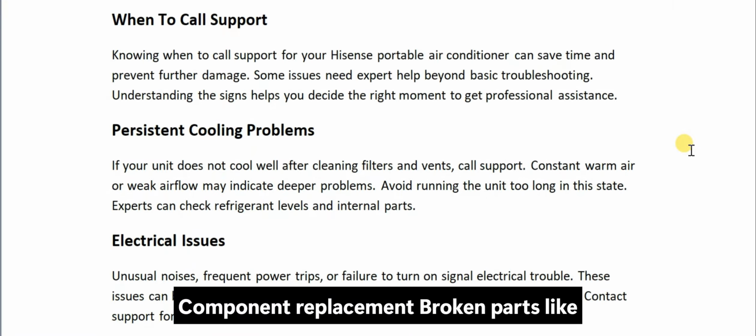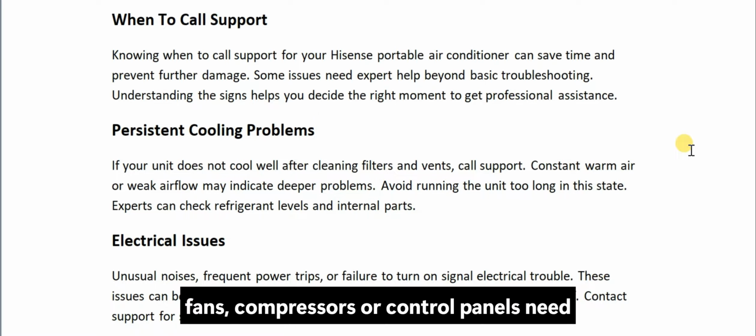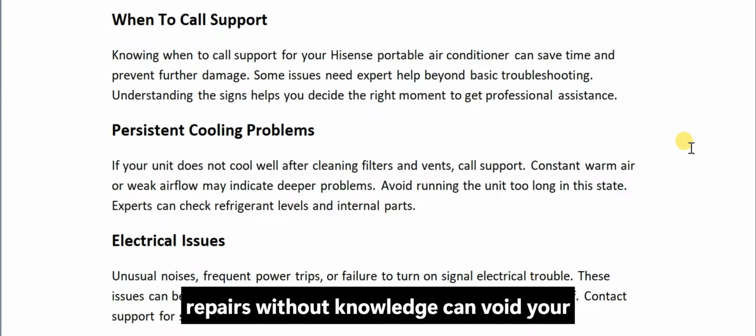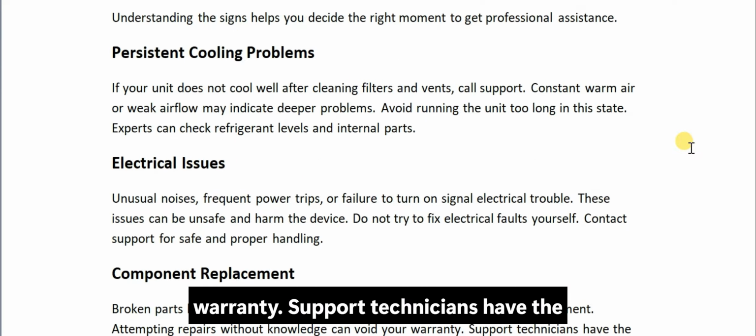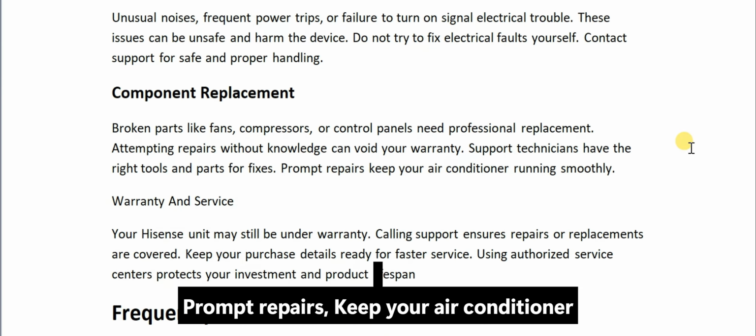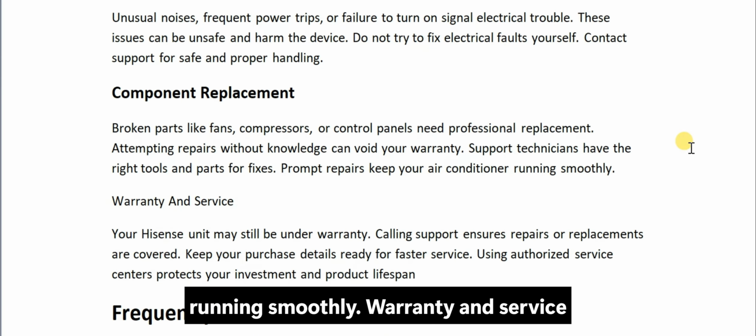Component replacement. Broken parts like fans, compressors, or control panels need professional replacement. Attempting repairs without knowledge can void your warranty. Support technicians have the right tools and parts for fixes. Prompt repairs keep your air conditioner running smoothly.